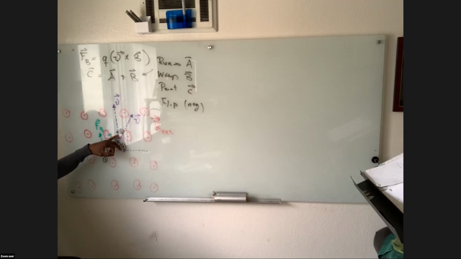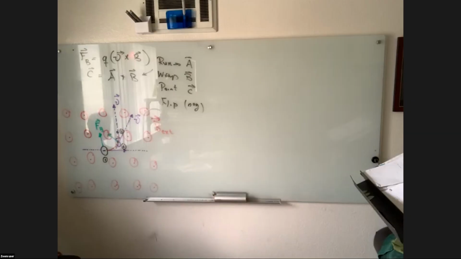The cross product is between V and B. V and B. You understand? The velocity of the particle and the external field. Now, I talked a little bit about confusing force and field. Let's continue that discussion. There is a magnetic force and there is a magnetic field.